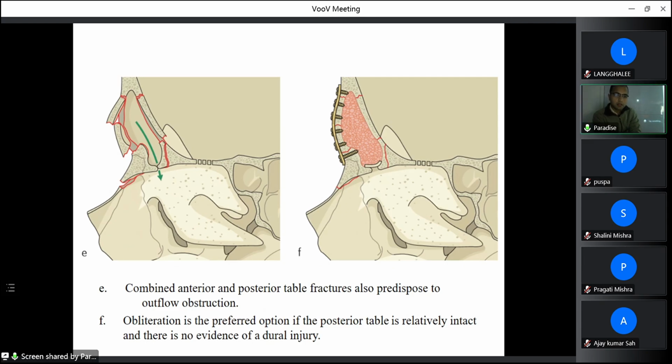Now the next condition: combined anterior and posterior table fracture also predisposes to outflow obstruction. Obliteration is the preferred option if the posterior table is relatively intact and there is no evidence of dural injury. In this condition, you can see the anterior table is fractured and the outflow is also obstructed. Also, there is a fracture of the posterior table, but it is minimally displaced. The dura mater is still intact. In this condition, again, you have to remove the frontal sinus lining, obliterate the frontal sinus, then reduce and fix only the anterior table. You don't have to do anything for the posterior table because it is minimally displaced. There is no tearing of the dura mater.